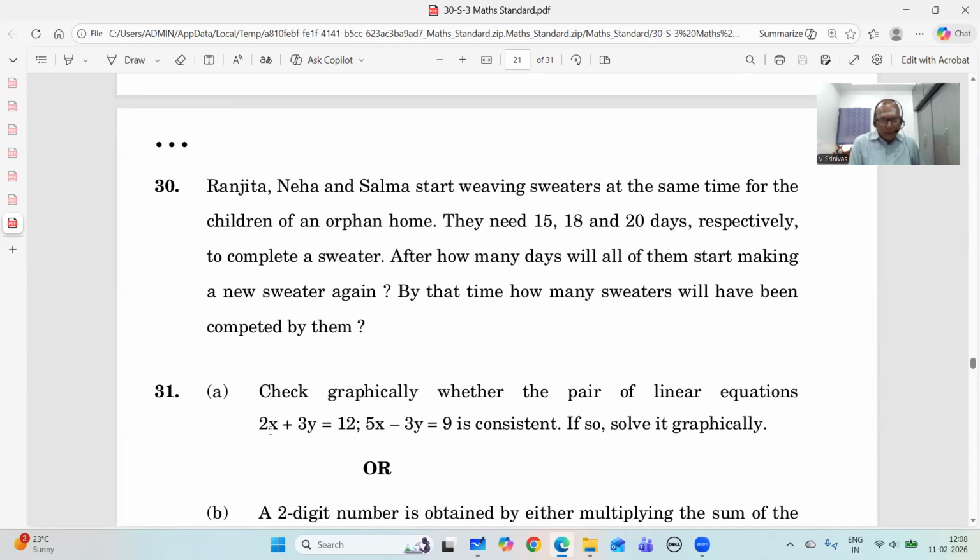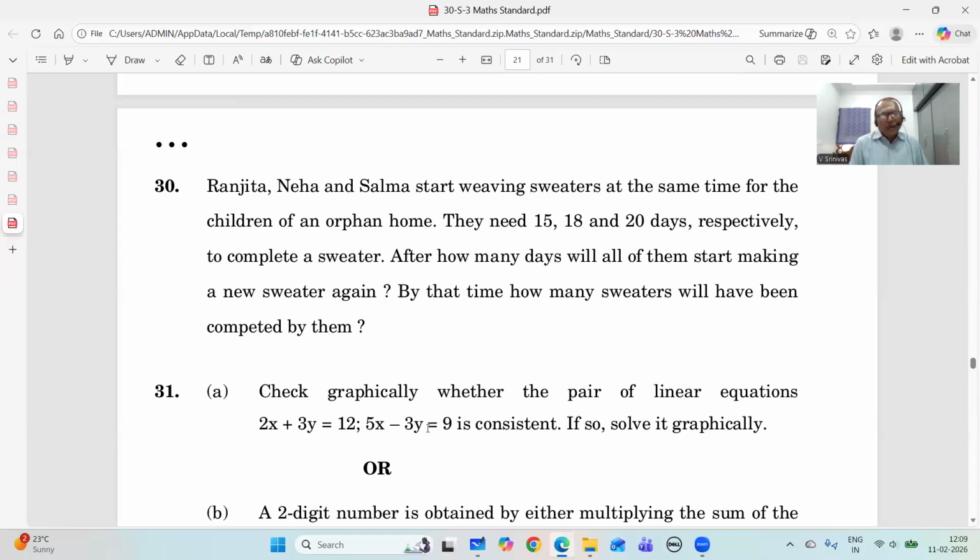Now, you take 2 points for this line. For example, you take x equal to 0, you get corresponding y. You take y equal to 0, you get corresponding x. Like that, you can take any 2 points that belong to this line, that satisfy this equation. Once you get 2 points, you can join them with a straight line.